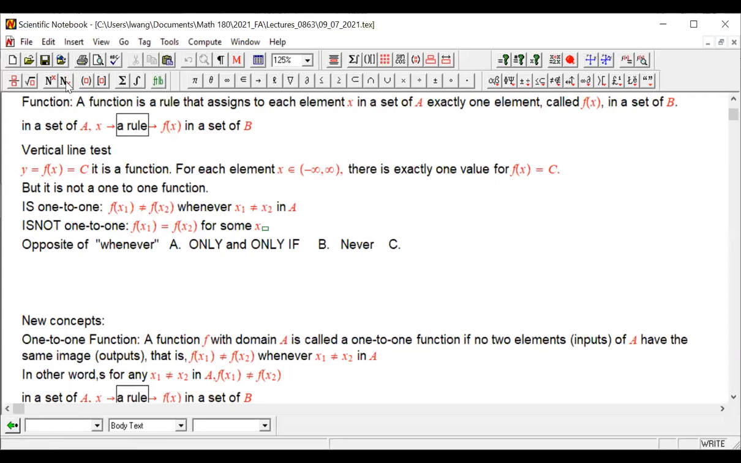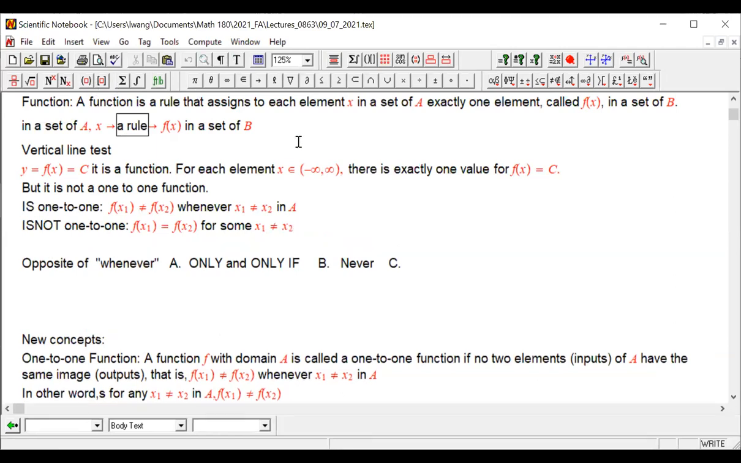x1 not equals to x2. So it's not one-to-one. Okay. It's not never. Never could be a case, but it could be for some x1 not equals to x2. The outputs are not the same, but for some x1, x2 that are not the same, their outputs are the same. But how many such counterexamples do we need?